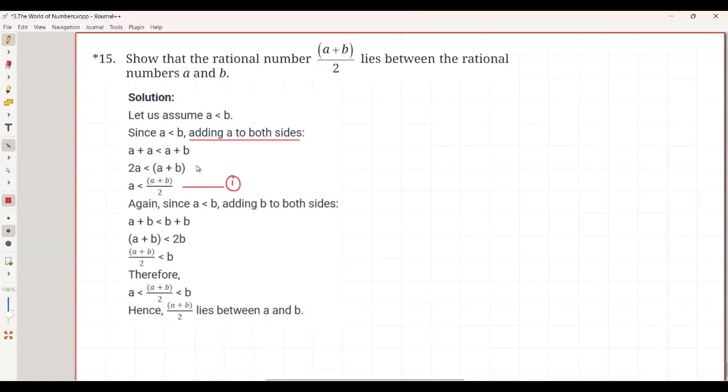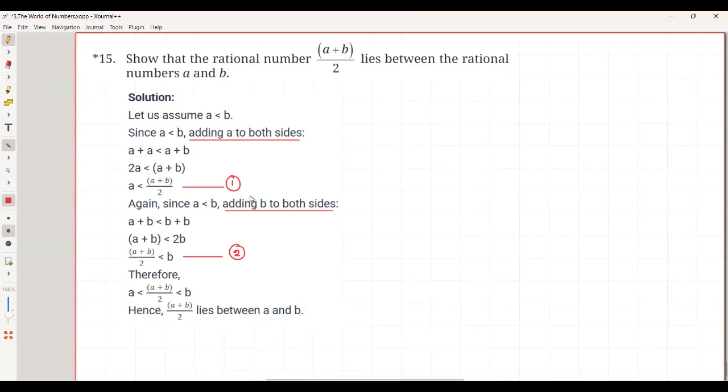Again, since a is less than b, I add b to both sides. This gives a plus b on one side, and b plus b, which is 2b, on the other. Now take this 2 to the other side: a plus b by 2 is less than b. I am calling this the second. Now we compare 1 and 2. Here a plus b by 2 is greater than a, and here a plus b by 2 is less than b. Therefore a plus b by 2 lies in between a and b. Hence a plus b by 2 lies between a and b.